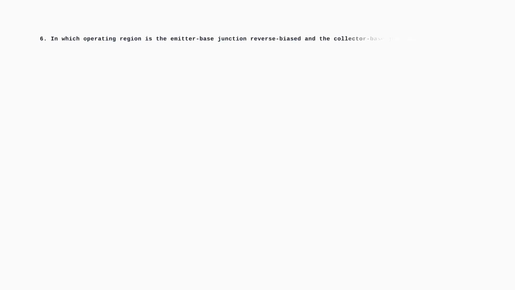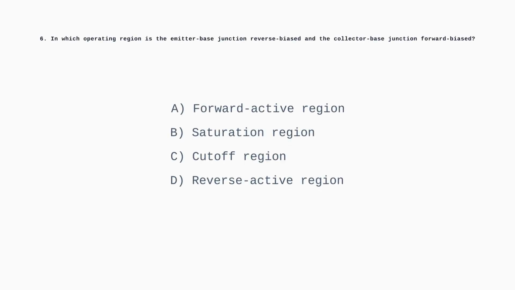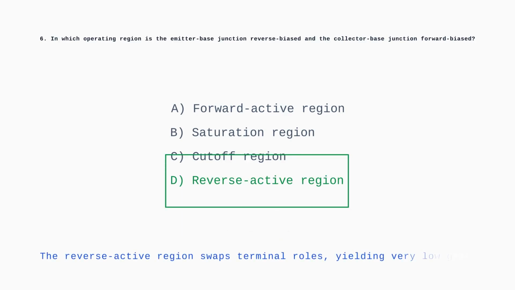Question 6. In which operating region is the emitter base junction reverse biased and the collector base junction forward biased? By reverse biasing the emitter base and forward biasing the collector base, the BJT enters the reverse active region, acting as a highly inefficient amplifier.